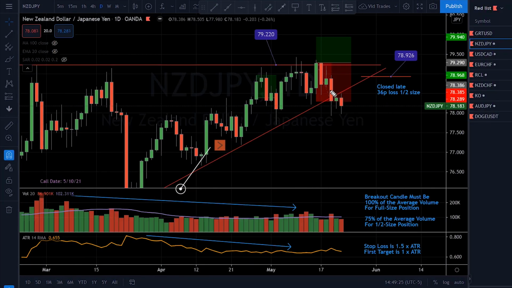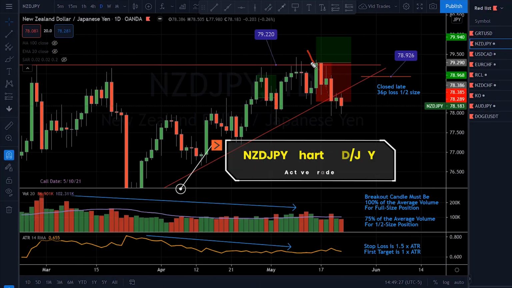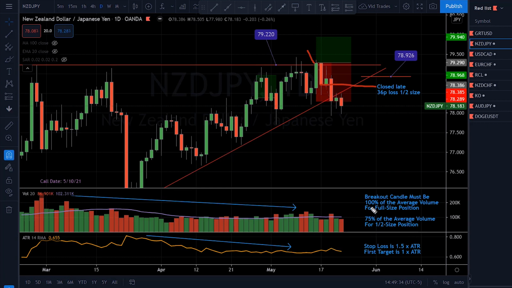And lastly, Kiwi yen triggered a sell signal right here on May 14th. And closed down here on May 17th. I missed this close somehow and ended up closing right here, which was a little bit better at 78.93-ish for a 36 pip loss. But this was only a half-size trade. As you can see, it did not make the volume average on the trigger day.